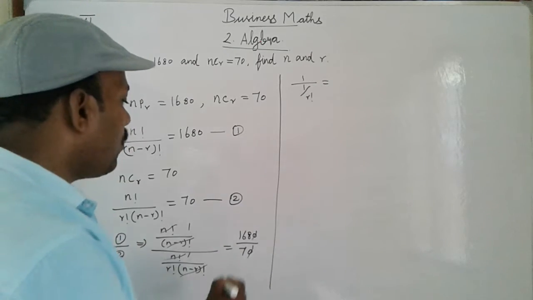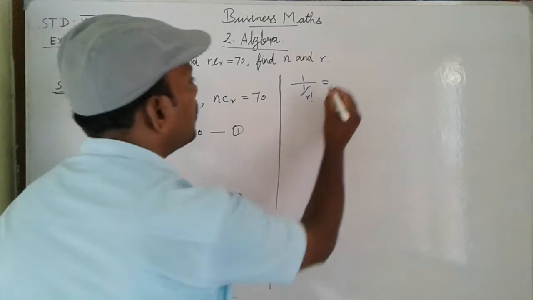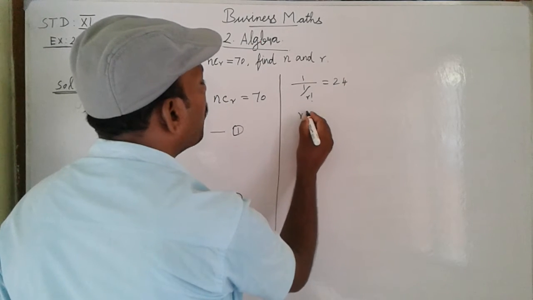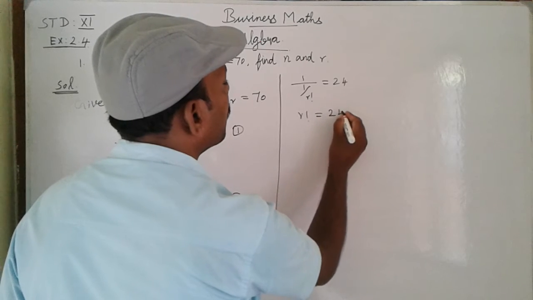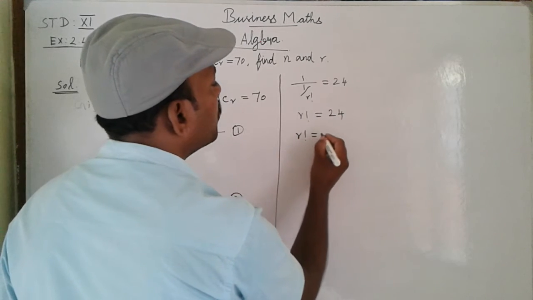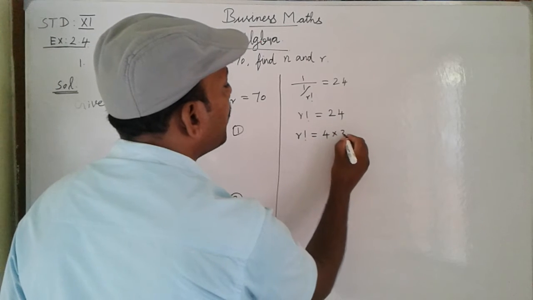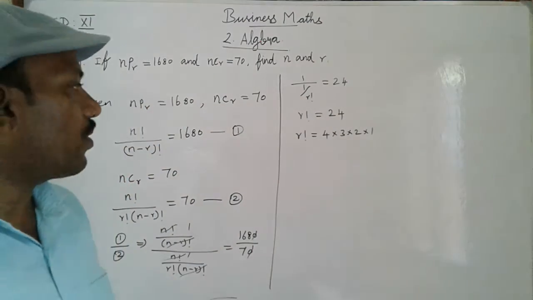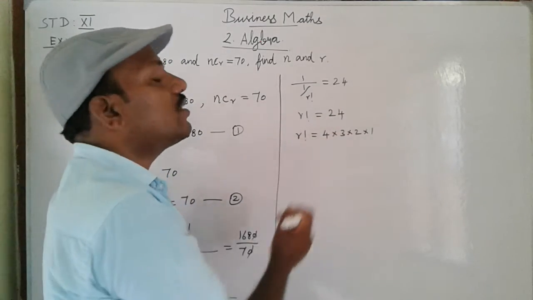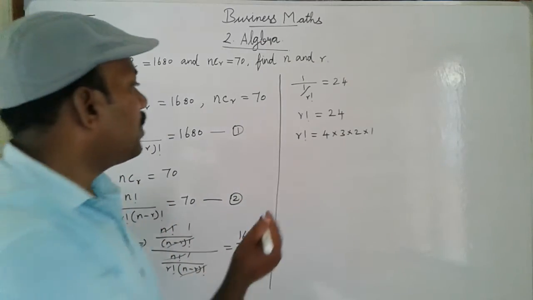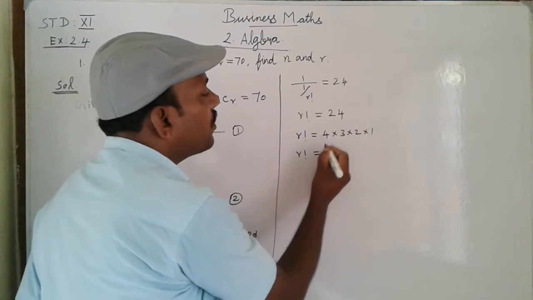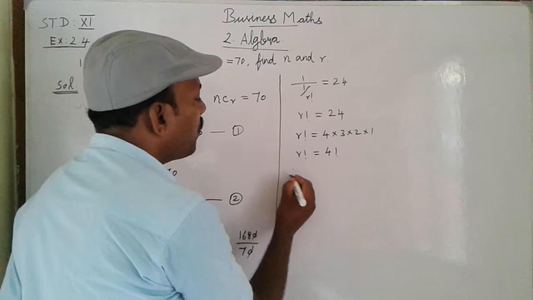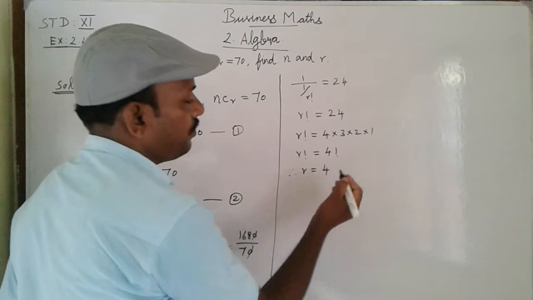1680 divided by 70: 10 cancels, 168 divided by 7 is 24 times. So it's a reciprocal, then r factorial equal to 24. R factorial equal to 4 into 3 into 2 into 1 is 24. 4 into 3 is 12, 12 into 2 is 24, 24 into 1 is 24. So r factorial equal to, we know that, 4 factorial. Therefore r equal to 4.